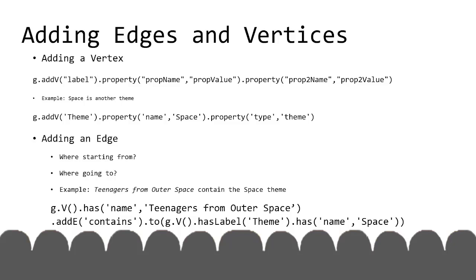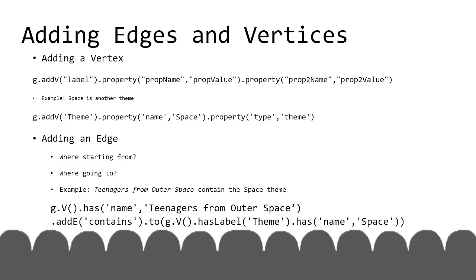Now we want to add an edge, so that's .addE. What's our label for the edge? Contains. Now are we going to or from? We're going to the theme. And where's the theme? Now we have to do the g.v query to get to the theme.